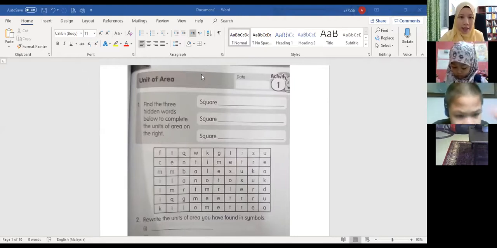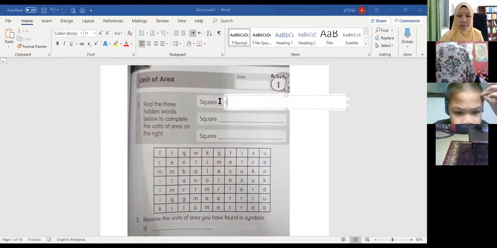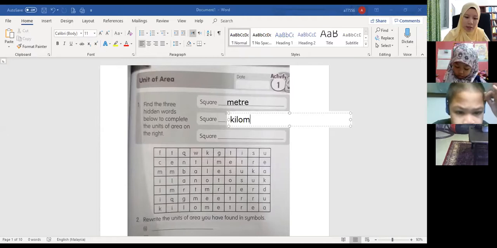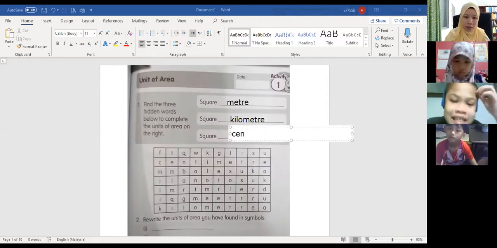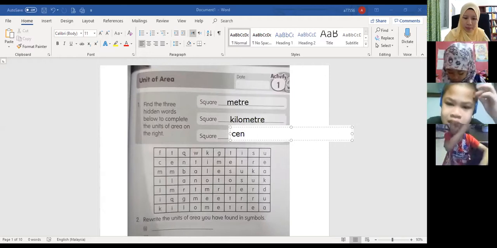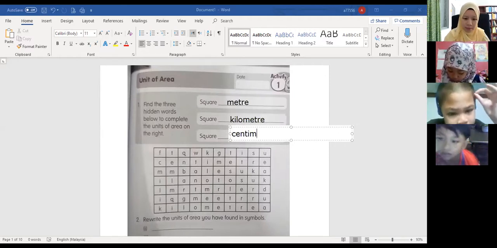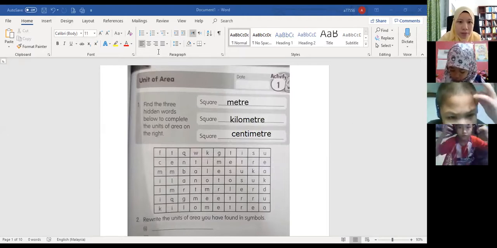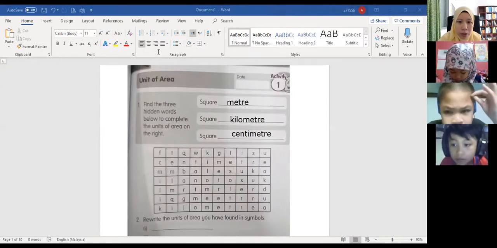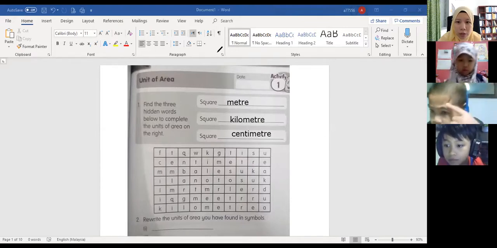Okay, the answer here is... Write down in the chat box, what is the answer? Soalan nombor dua. Meter. Kilometer. Yeah, we'll see it. Kilometer, and also centimeter. Can you find the word? Fahim, give the correct answer. How about others? Okay, can you find where is the hidden word? I will share with you the hidden word here.